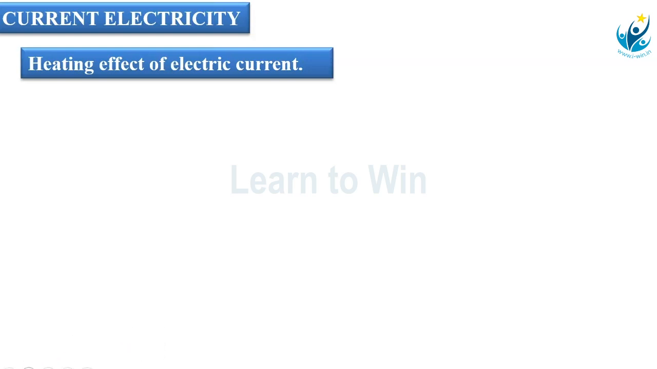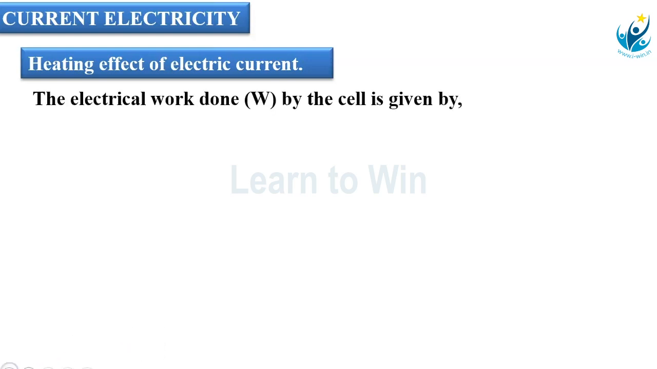Heating effects of electric current. The electrical work done by the cell is given by W equal to VQ. Q is equal to IT, current into time. Hence, W equal to VIT. This is the work done by the cell to pass I current in the conductor.